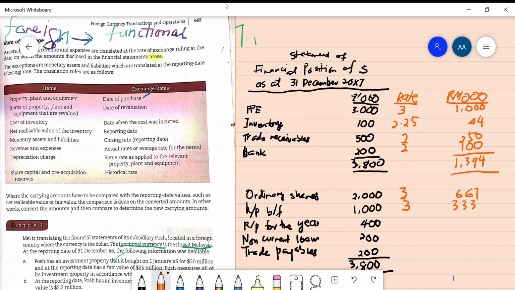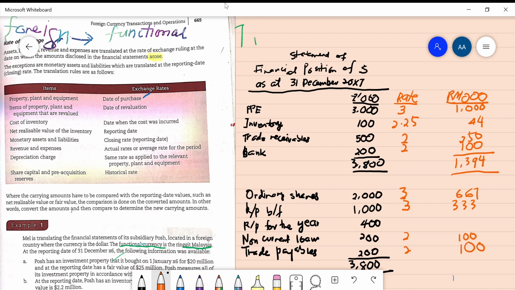Non-current loan is a monetary liability, monetary asset and liability. So it is also at 2, 100. And then trade payables is also a monetary liability, so it is also at 2, 200.